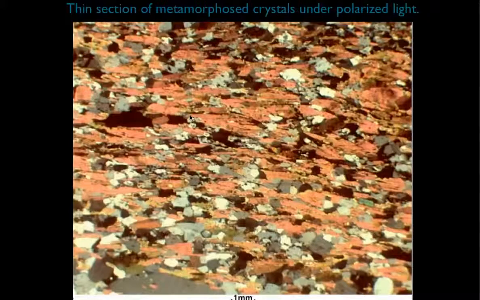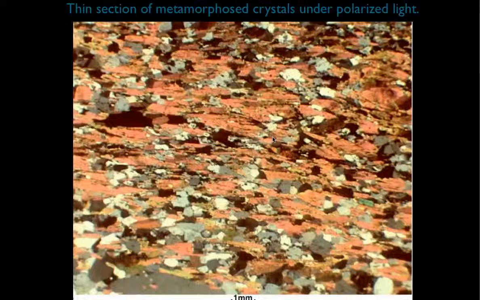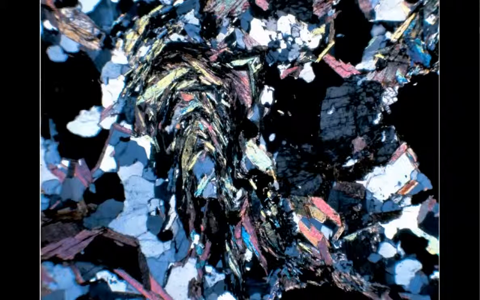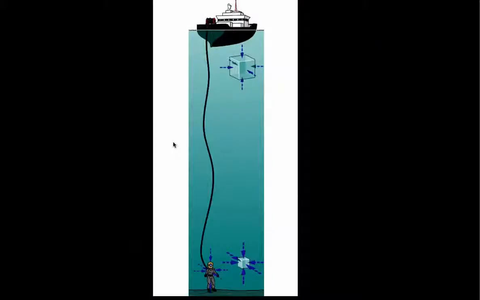Here's a typical metamorphic rock. Well, what a difference. In here, the minerals are jumbled. In here, they're kind of all oriented the same direction. Something must have caused that. Something must have caused this, too, under polarized light, this thin section. Wonder if this rock is any hint.